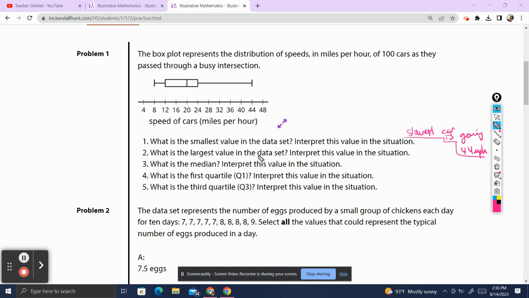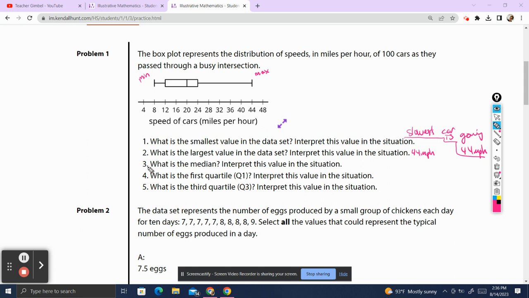What is the largest value of the data set? Interpret this value in the situation. So we already figured out our min is down here, our max is up here. So the largest value in the data set is going to be 44 miles per hour. And what this means is the fastest car is going for 44 miles per hour.